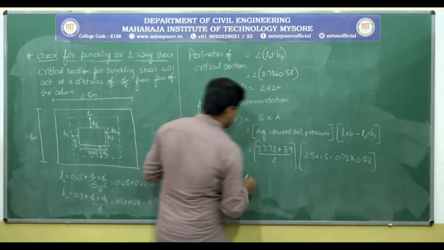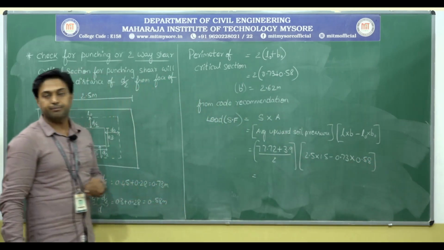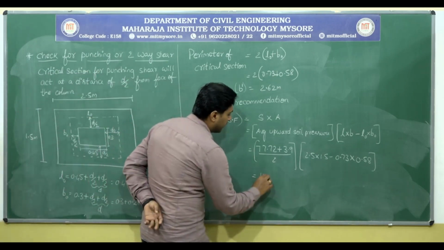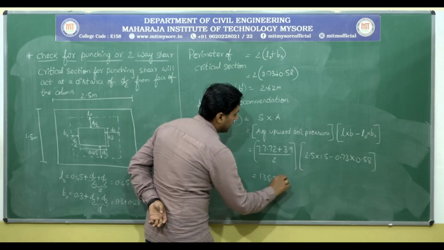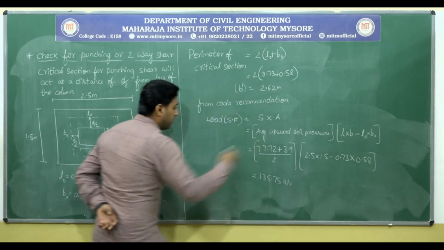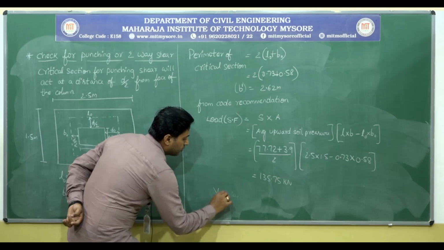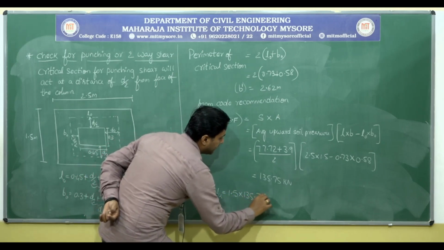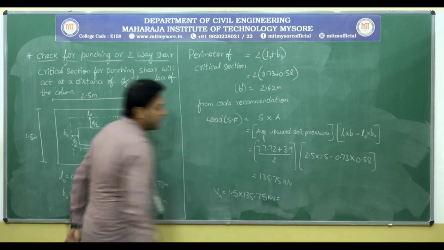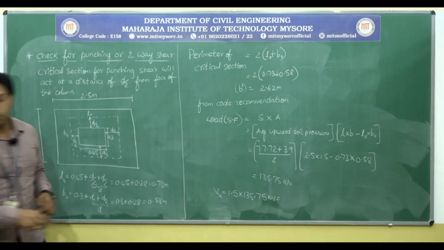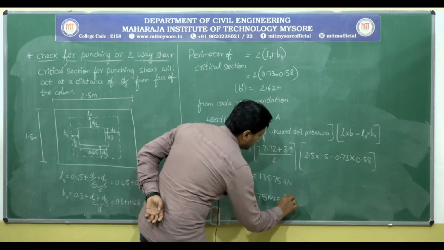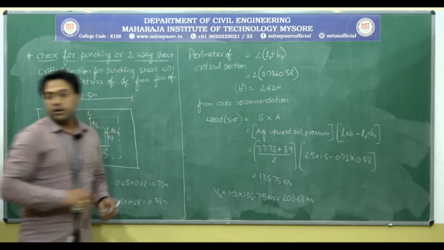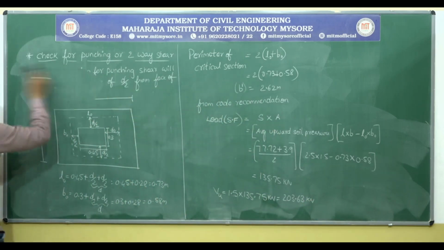So the final value of shear force that we are getting here is 135.75 kilonewton. I want the ultimate value. So Vu is equal to 1.5 into 135.75 kilonewton. After multiplying, the value that we are getting here is 203.63 kilonewton. So hardly I will take 5 more minutes.